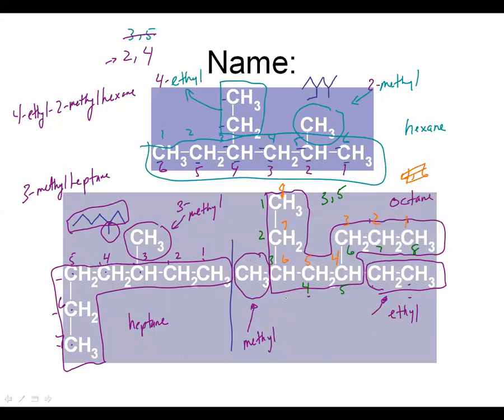That means my methyl group going the green way is carbon number 3, and my ethyl group is carbon number 5. Again, we go alphabetical, so E comes before M, even though number-wise they're opposite. Putting that together gets us 5-ethyl, with a dash between number and letter, 3-methyl, and that was octane. Any questions on those names?